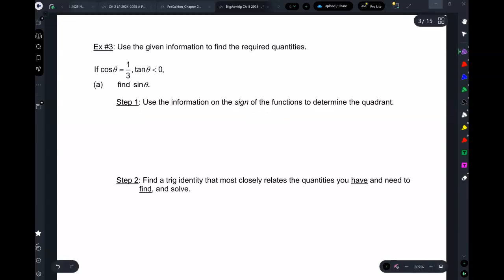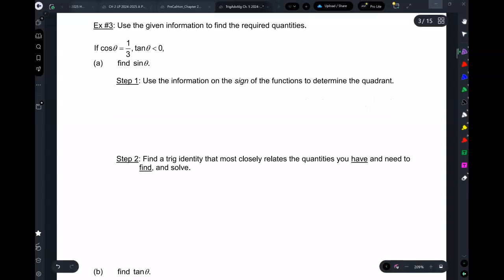Okay. Use the given information to find the required quantities. So, we have cosine is 1/3, and we are told tangent is less than 0. Okay, so we need to find sine of theta. I've broken it down into steps for this first problem. Step 1 is use the information to find the sign of the functions to determine the quadrant.